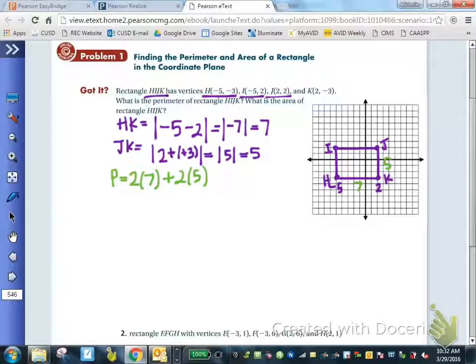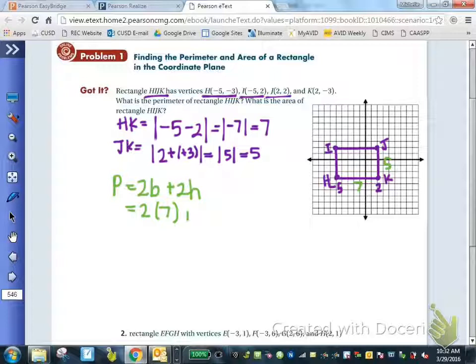And, ooh, you know what I did not have you guys do? What I would like to have you do, I know some of you have already started, that's fine, is actually write out the formula. So 2b plus 2h. If you didn't, it's okay on this one, just do it in the future. So that's going to be 2 times 7 plus 2 times 5.